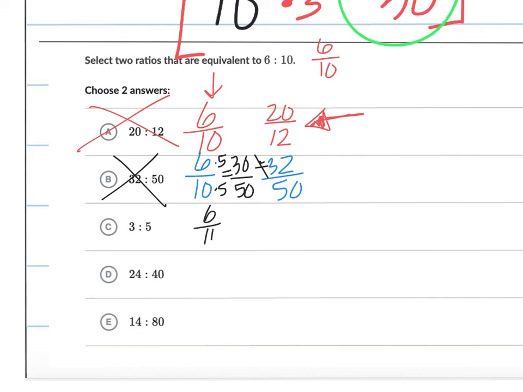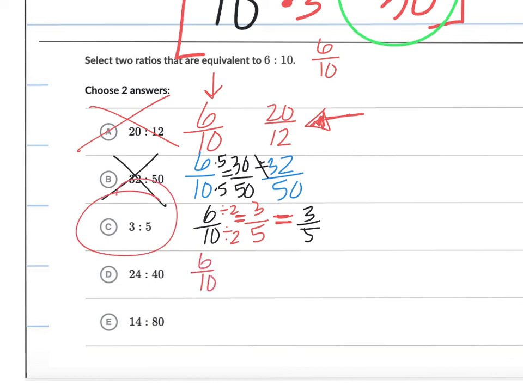We have 6 to 10 and 3 to 5. I know that 10 can be divided by 2 to get to 5, so I'm going to take 10 divided by 2, do the same to my first number. 6 divided by 2 is 3, 10 divided by 2 is 5. So 6 to 10 is the same as 3 to 5, which is the same as the ratio that I'm comparing, so I know that they are equivalent.